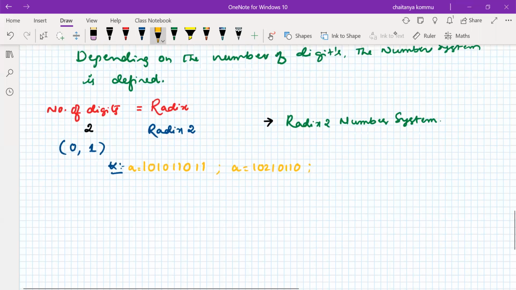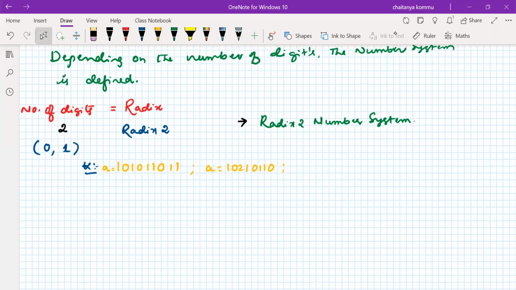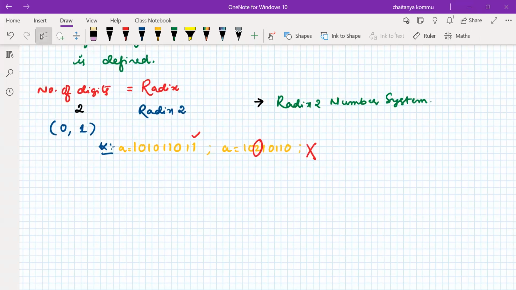For example, A is equal to 102101110. Can we call this a radix 2 number system? If I say that A is a radix 2 number system, can we call it so? No. Why? Because we find another digit coming into the picture. 2 is coming into the picture. Our requirement is that we have to use only 0 and 1, but 2 is coming into the picture. So it's not a radix 2 number system. That's one number system that we normally call this way.